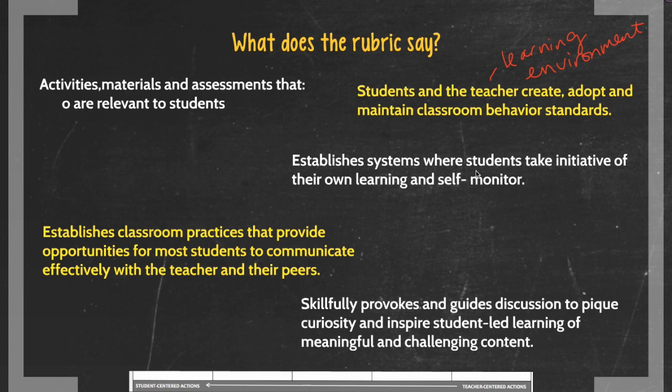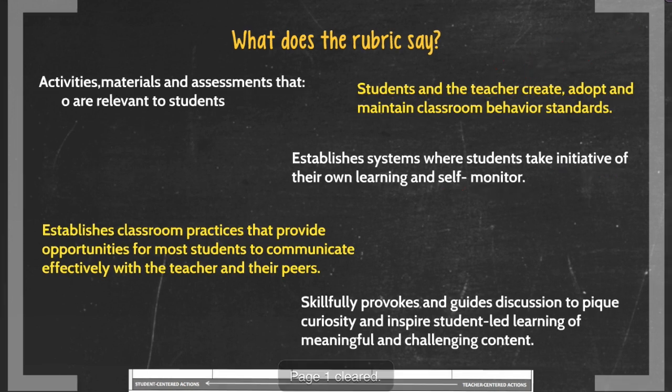This would actually be a higher descriptor in managing student behavior, higher than proficient. Also, that you establish systems where students take initiative of their own learning and they self-monitor. Establish classroom practices, provide opportunities for students to communicate with their teachers and peers. So not only that you teach them how to communicate with you, but how do they communicate with other students? And that you also skillfully provoke and guide discussion to pique curiosity and inspire student-led learning of meaningful and challenging content. So this would be more of the guide on the side as opposed to the sage on the stage.